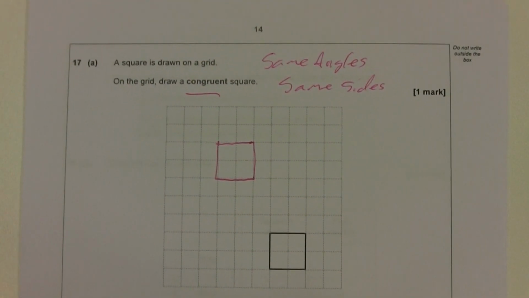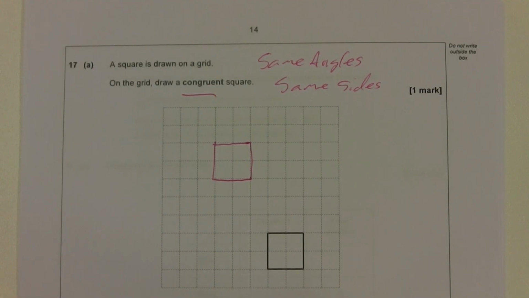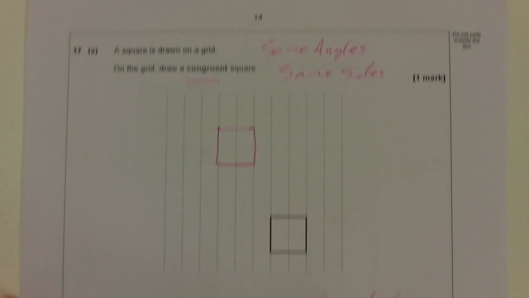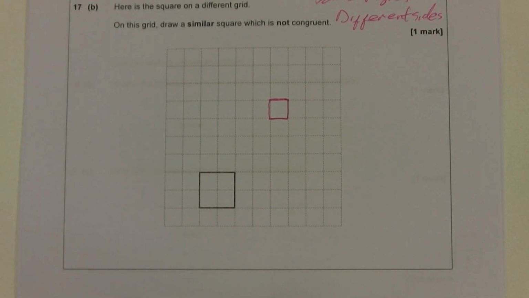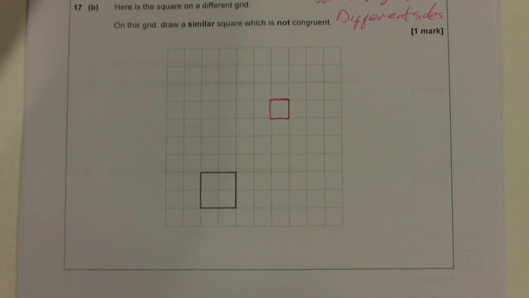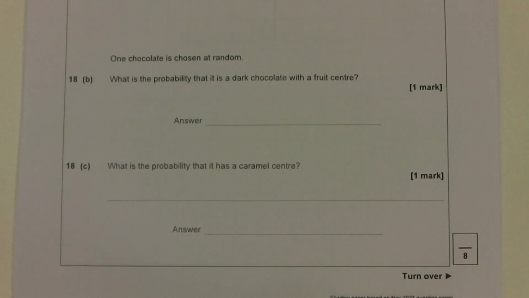So congruent, same, it's the same shape. It can be turned round, but it's the same shape. Similar, it's basically the same shape, either made bigger or smaller.